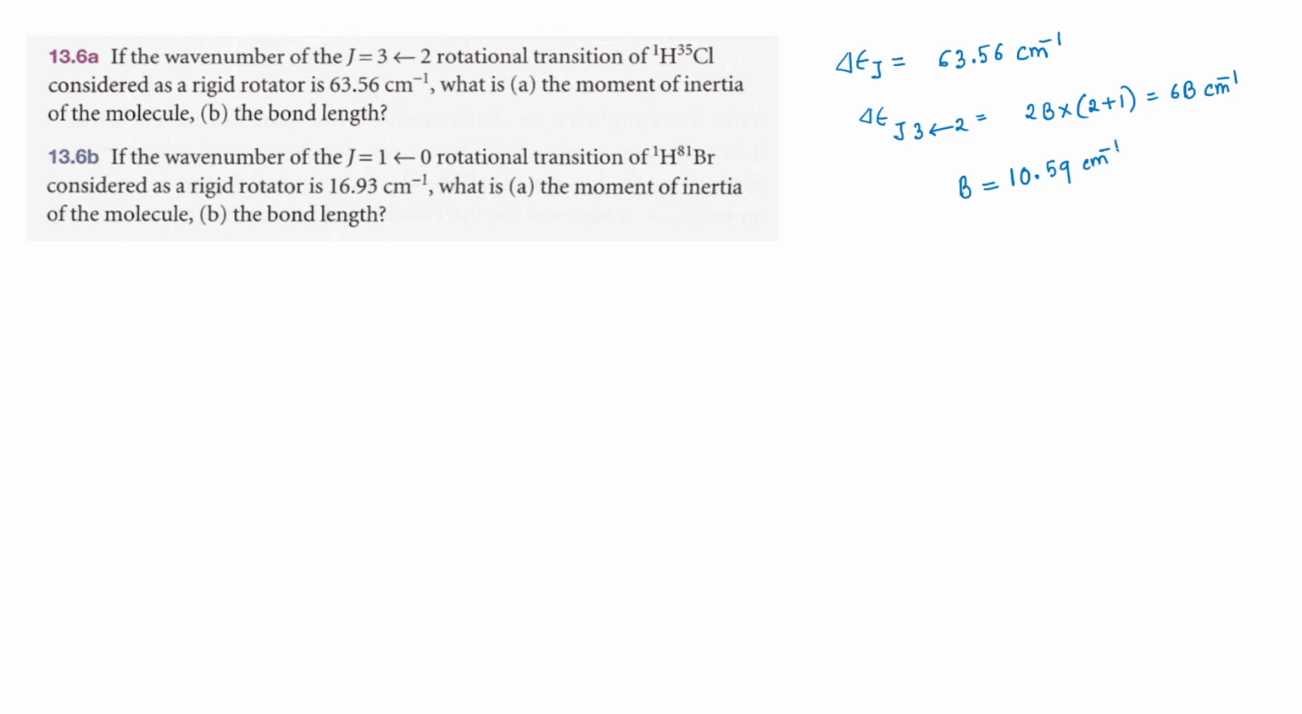Okay. So if b is that, we know already from the formula, b is h by 8 pi square Ic. So what is going to be your moment of inertia? I is going to be h by 8 pi square b c, 6.626 into 10 to the power minus 34. Again we directly write kg meter square, centimeter inverse is the unit.